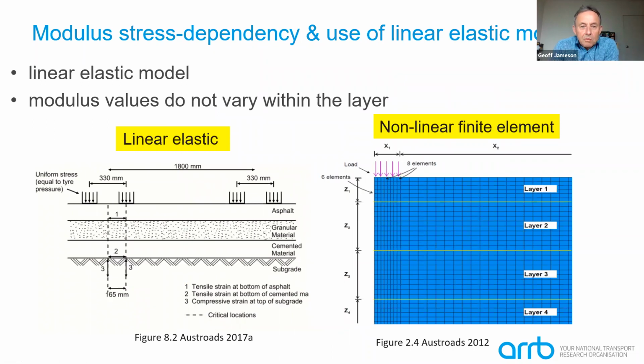But we're limited in our ability to allow for stress dependency in the linear elastic model that we use in Austroads. Remember that we use one modulus value for the entire layer, horizontally and vertically. So in terms of allowing for the modulus stress dependency, we're limited in what we can do in a linear elastic model. And nonlinear finite element method is a much improved method of estimating the modulus at a certain applied stress level.